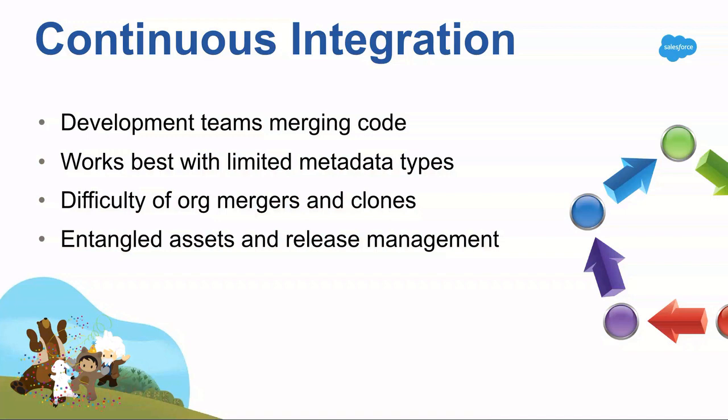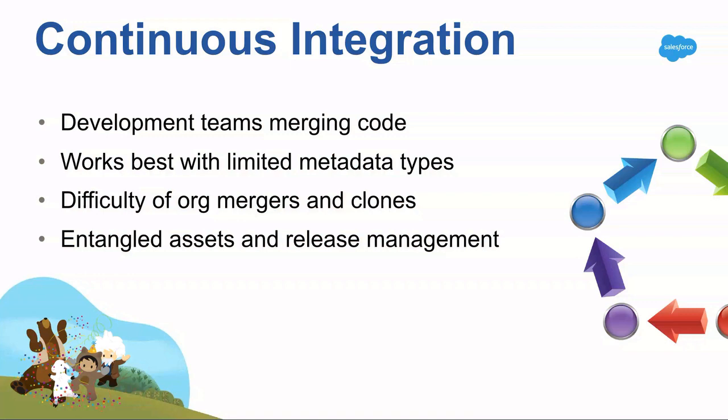And so continuous integration is another interesting technology that's kind of between org-based and source-based. It works great for teams of developers, but if you have too many metadata types or the orgs are too different, continuous integration can start to fail and break down. And then you've got to flip over to regular org-based technologies and manual metadata things to fix the orgs and get your continuous integration engine back up and running again. So it's interesting. It's another kind of dividing line between the org-based and the source-based.